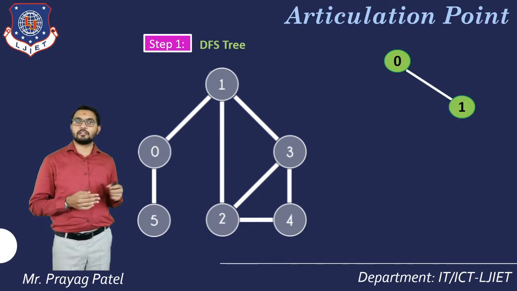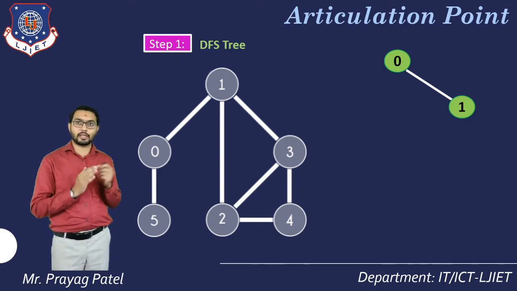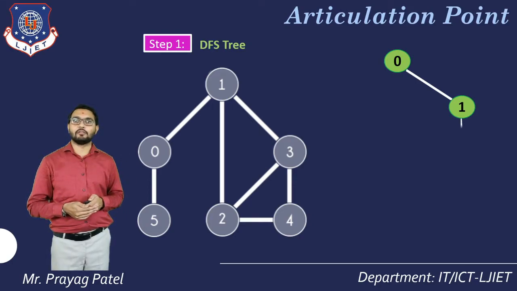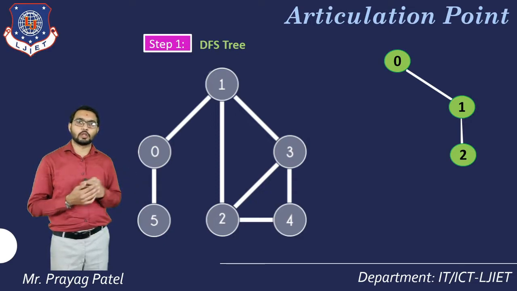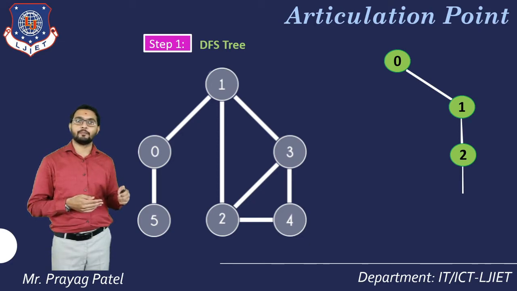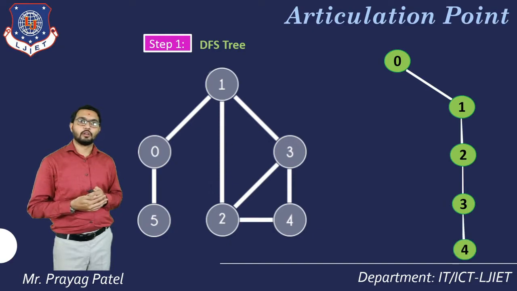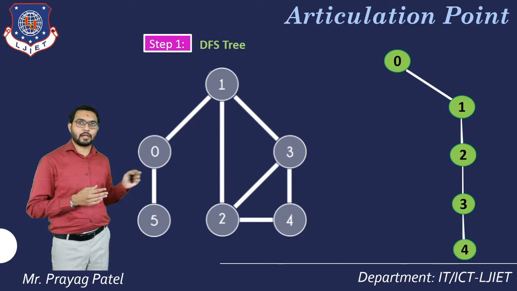Now consider the next node. From 1, two paths are possible, to 2 and to 3. Out of these two, select any one path. So here consider the path 1 to 2 is selected. Then after 2, paths to 3 and 4 are both possible, but we select any one. So here consider 2 to 3. Next one is 3 to 4.